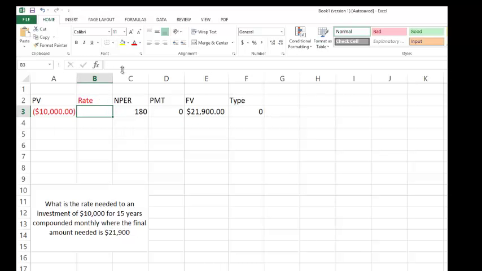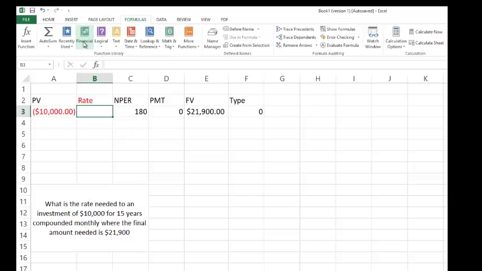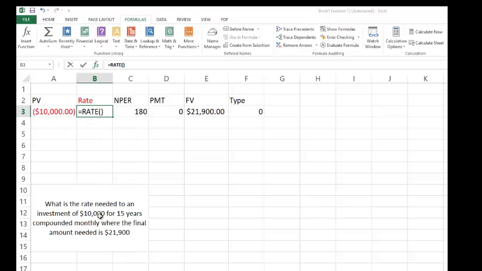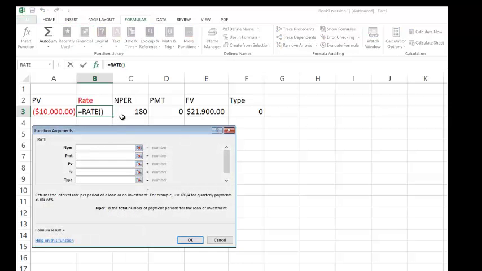So therefore we go to rate. We come up to formulas and financial again. Click down. Go to our rate formula. In this case, we have an N per. Remember, it's 180. The payment is going to be zero. You don't need to add it in, and I'll show you really quickly why you don't. Present value is 10,000. The future value needed is 21,900.